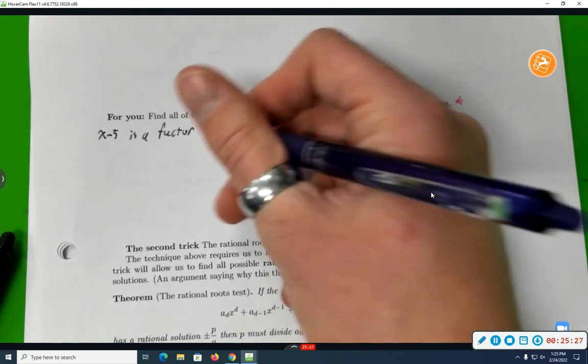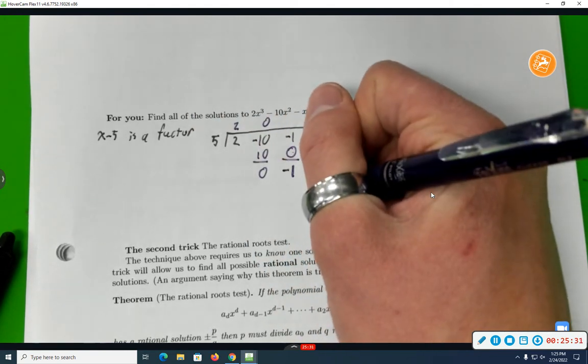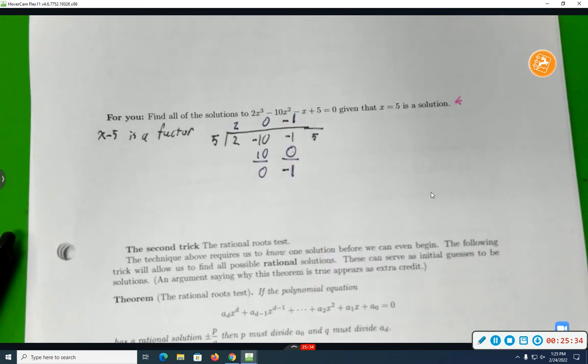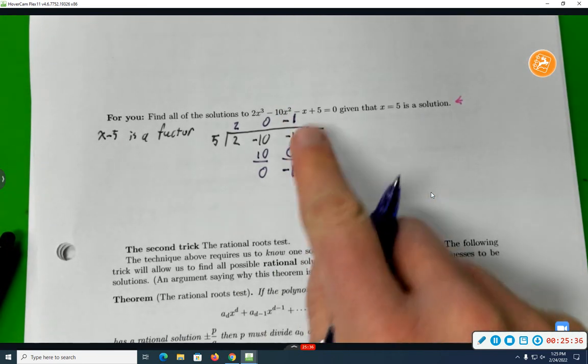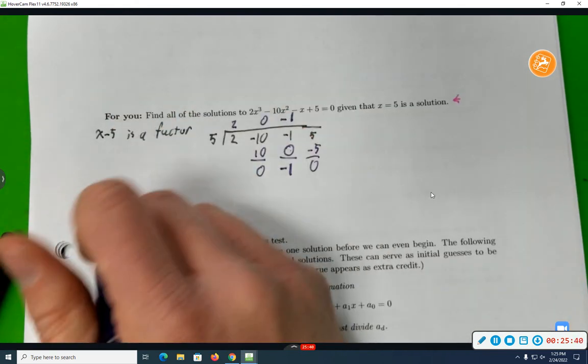Negative 1 plus 0 is negative 1, so I'll put a negative 1 here. Negative 1 times 5 is negative 5, the remainder is 0, it checks out. So what does that mean?